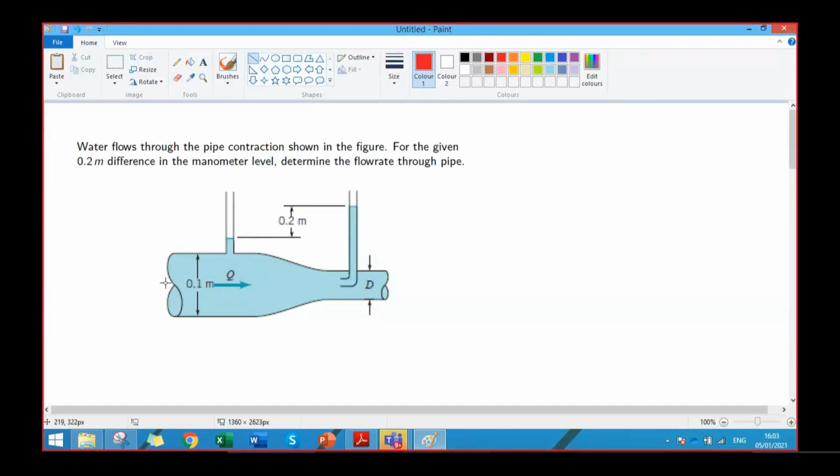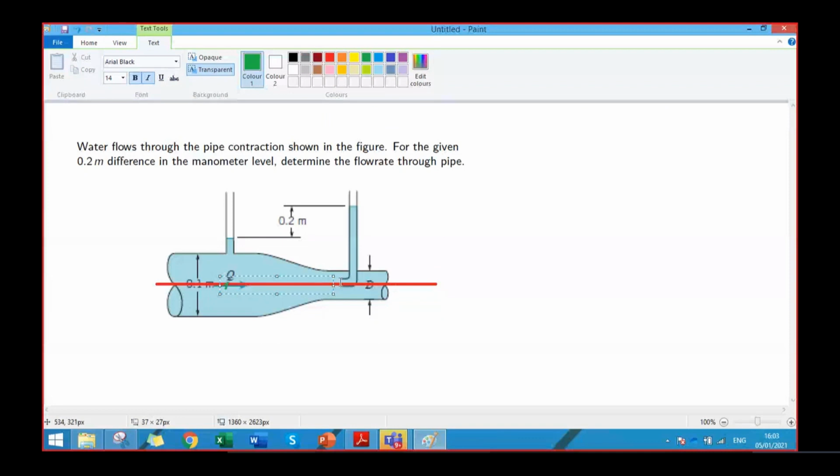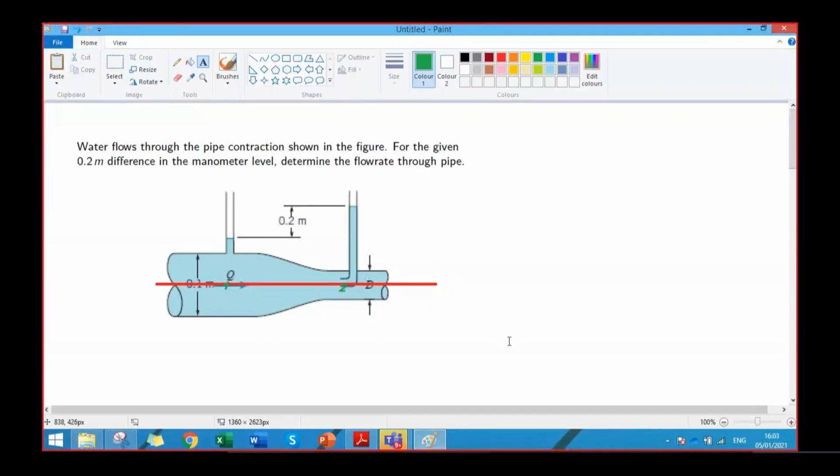First, we will need to define a center line, or the reference line. This is the line along which we will be considering the flow, and then we will define 2 points: point 1 at this location and point 2 at this location. And if we write the Bernoulli equation between 2 points, what will it be?